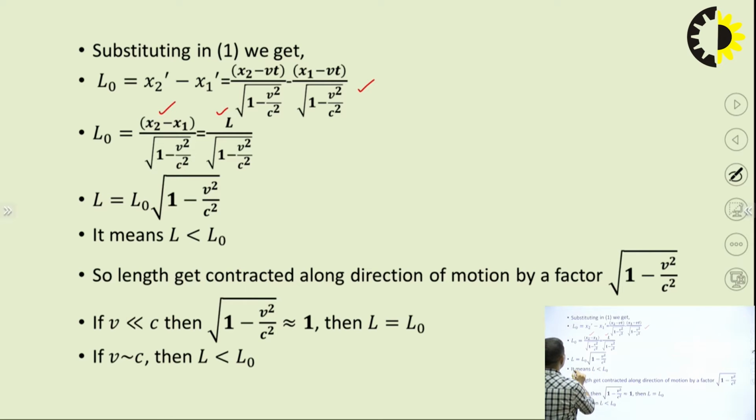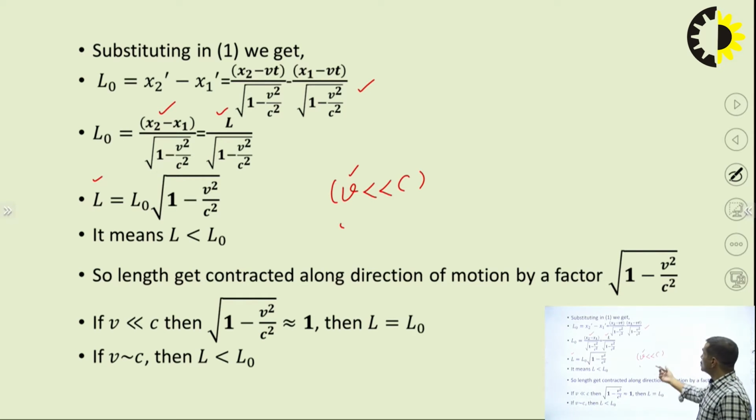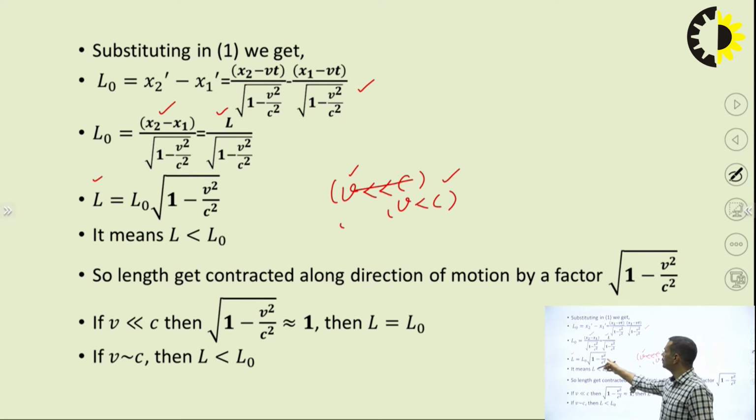So that means we have a relation between L and L naught, that means the observed length of the object and the actual length of the object. So here L equals L naught times root 1 minus v square upon c square. We know that v is always less than c, the velocity of light. With this condition, we know that the value of L will always be less than L naught, that means the observed length will be less than the actual length.